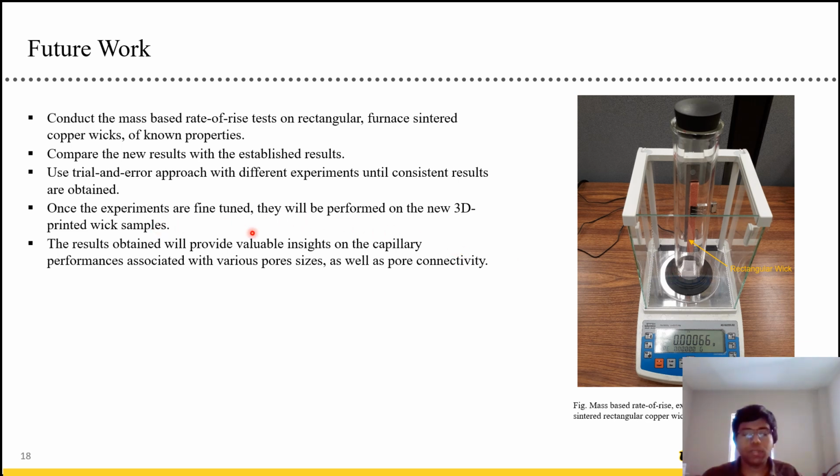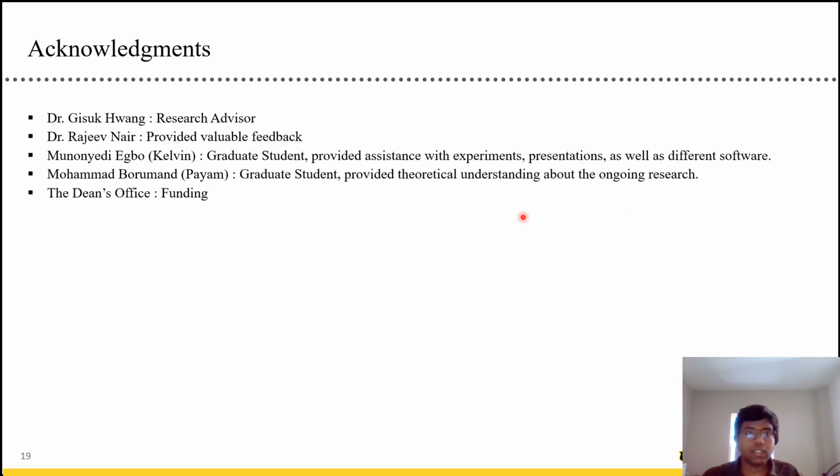We'll use the mass-based rate of rise on the 3D printed wick structure, and this will provide us with valuable insights on the capillary performance associated with the various pore sizes as well as pore connectivity.